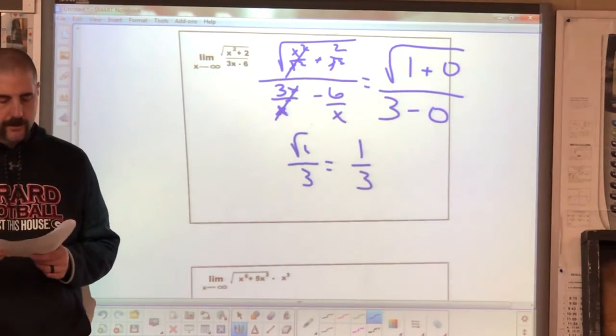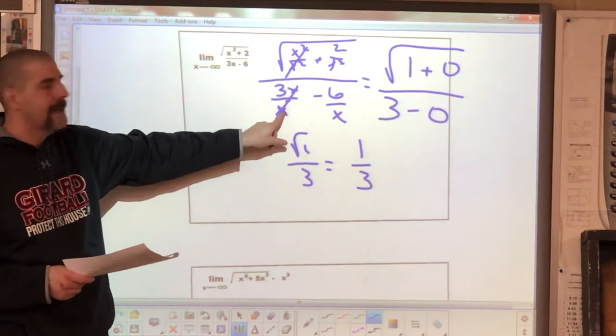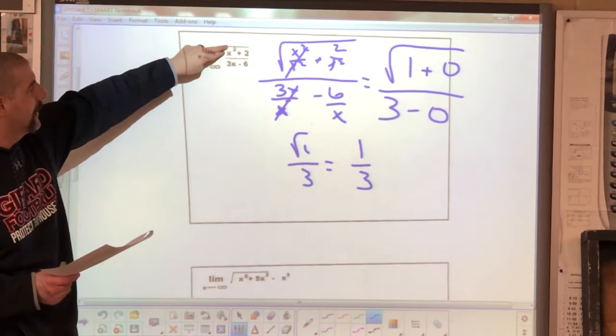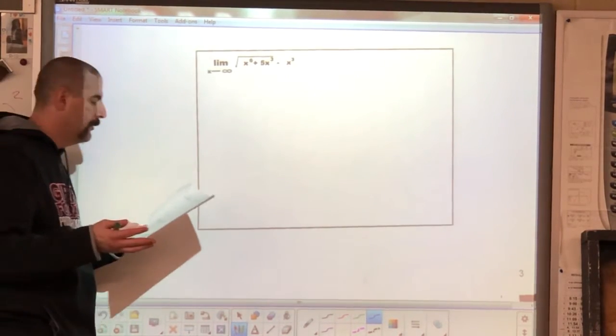Okay, 1/3. All right. So that one was a little difficult. Again, inside was x squared, outside is x. That's because the square root of x squared is x. All right, moving on. Here's one with the square root.